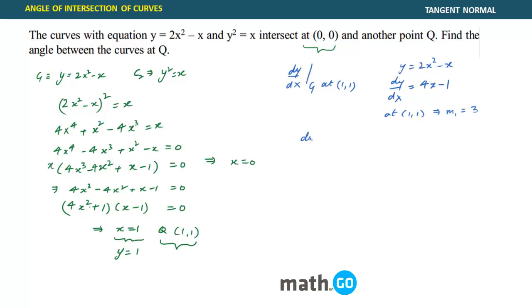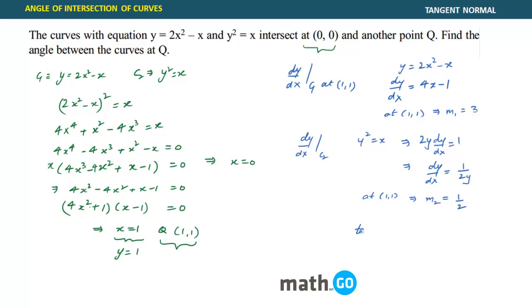Now let's find dy by dx for the C2 curve. The C2 curve is y square equal to x, differentiated. So what you will get is 2y dy by dx equal to 1, or we can say that dy by dx is equal to 1 by 2y. You again need to find this at (1, 1). Let me tell you that this is m2, so this will come out to be 1 by 2, and hence you can find the answer.